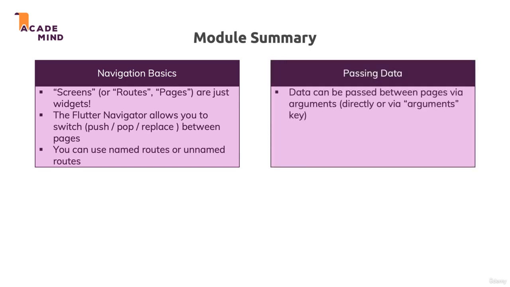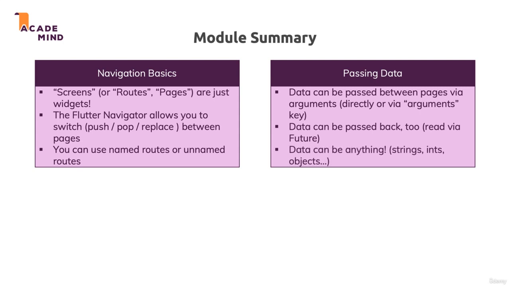You can pass them as arguments, either directly as an argument to the constructor if you're using non-named routes, or via the argument key when using named routes. You can also pass data back and read via a future, as you learned. And the data, that's really important, can be anything. Strings, ints, objects, whatever you need to pass around.